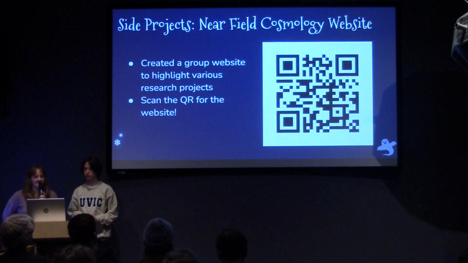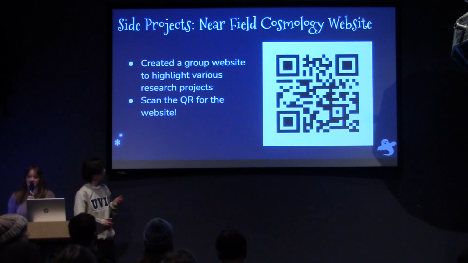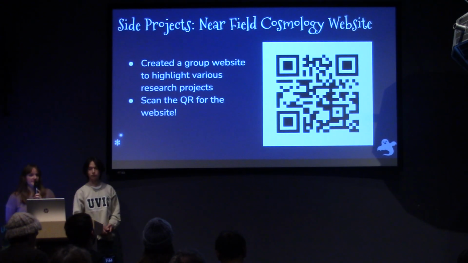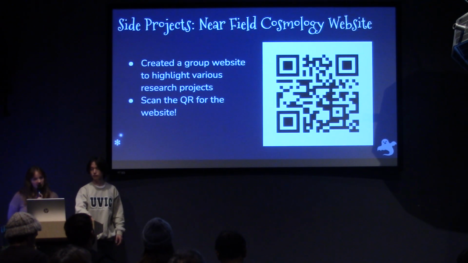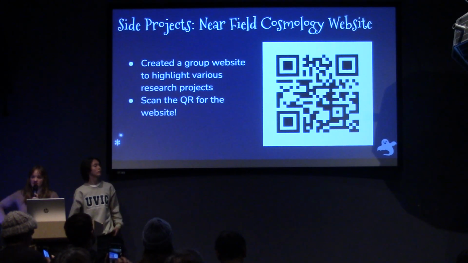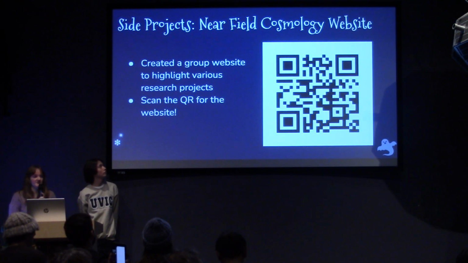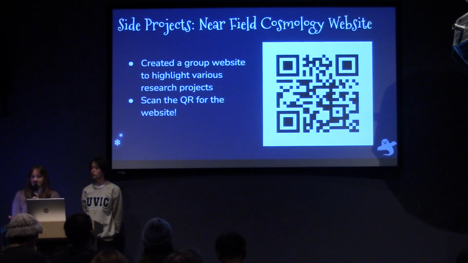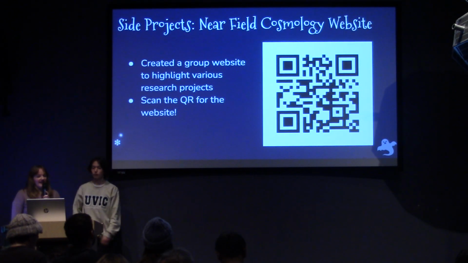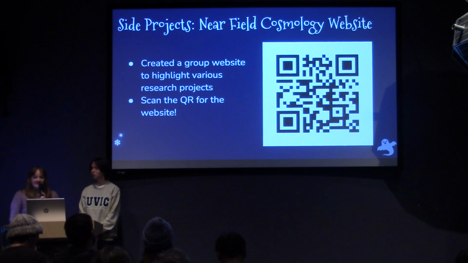And then my other side project was creating a group website. So you can scan the QR code if you're interested in it, it takes you to our website that I've created. You can find a little bit more information about the work that we do. Our group is a part of a bigger group called Near Field Cosmology. It's a research group based at UVic. And that'll hopefully get a little bit more information about that.